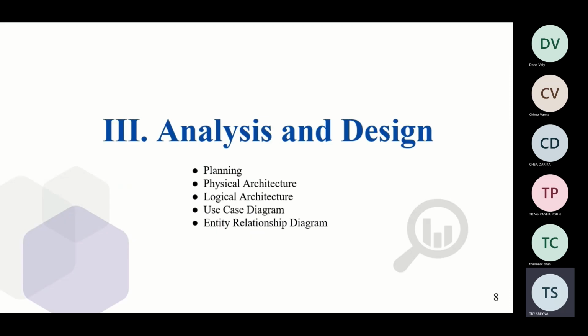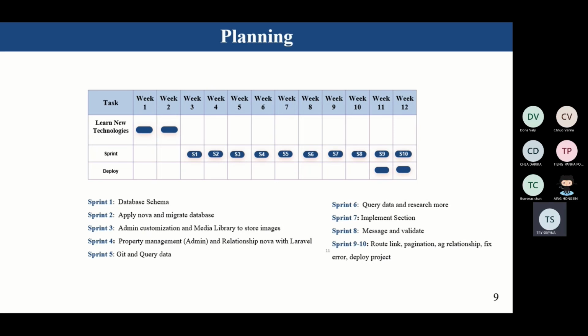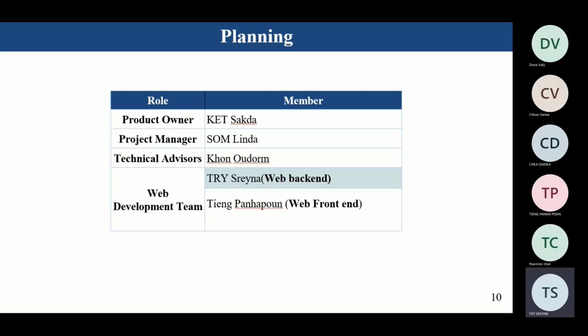Now let me continue to analysis and design. For my planning, I spent 2 weeks to learn new technology, spent 10 weeks working on sprints on my project, and spent the last 2 weeks to deploy the project. In my project, we have roles and members: product owner is Mr. Kesakra, project manager is Mrs. Sonlinda, technical advisor is Mr. Kumudam, and my web development team is Mrs. Trisena for web backend, and Mrs. Tim Penyapun for web front end.